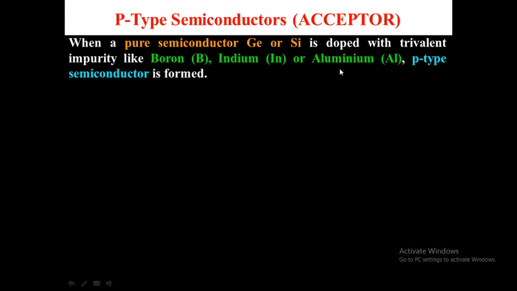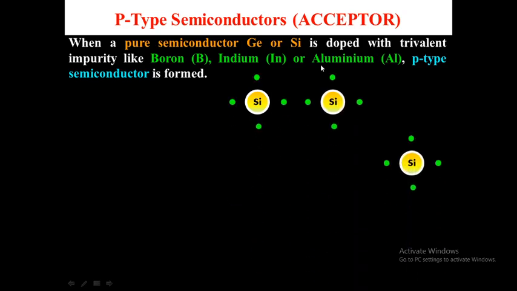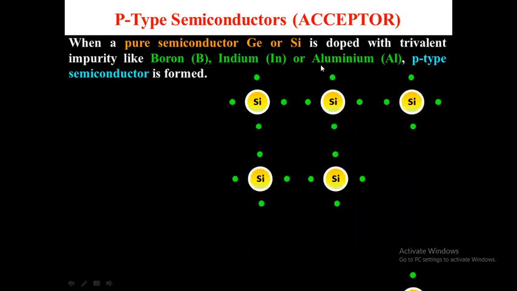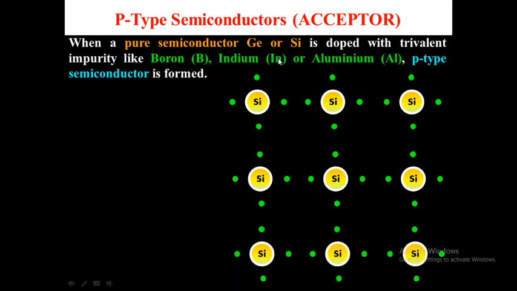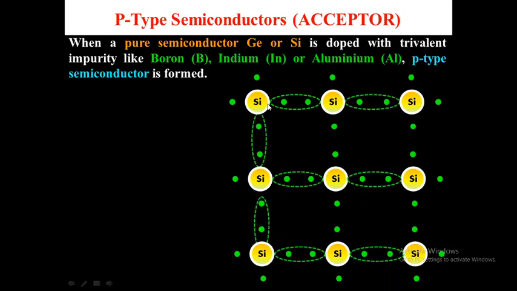So what are trivalent impurity elements? The elements which have 3 valence electrons are called trivalent impurity elements. Boron, indium or aluminum have 3 electrons present in their outermost shell, hence they are trivalent elements. Suppose this is a pure semiconducting crystal of silicon, containing a large number of silicon atoms. Neighboring silicon atoms are bonded together by covalent bonds.